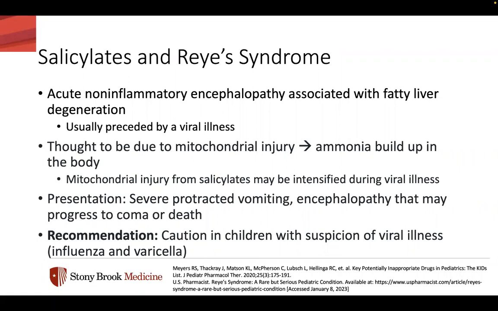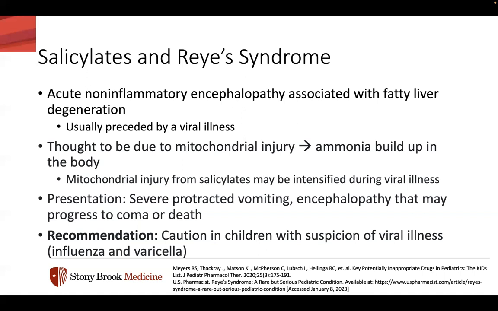So Reye's syndrome is an acute non-inflammatory encephalopathy associated with fatty liver degeneration, and it's usually preceded by a viral illness. So encephalopathy is really just brain damage. And the mechanism is thought to be due to mitochondrial injury that's actually intensified during the viral illness, which then causes the ammonia to build up in the body. So you have your liver that's unable to function as well because of the viral illness. So with the ammonia building up, that could cause the encephalopathy. As we know in cirrhosis patients, like adults, hepatic encephalopathy is commonly something that we see.